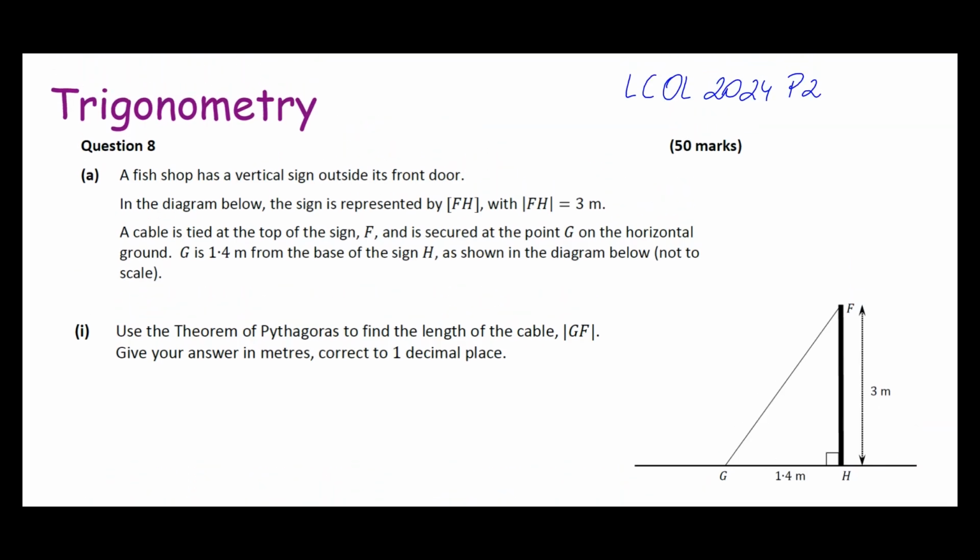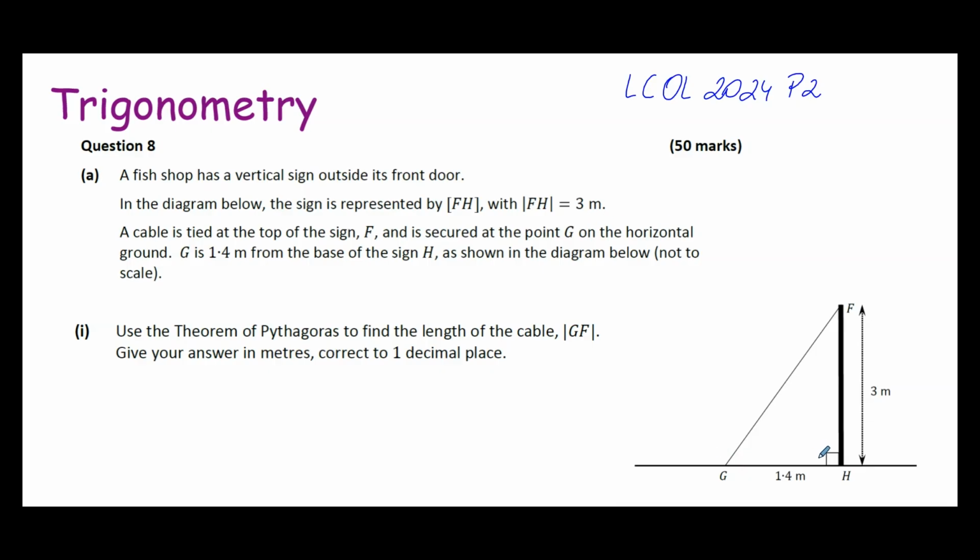Okay, let's see. A fish shop has a vertical sign outside its front door. In the diagram below, the sign is represented by FH. So that's the sign with FH equal 3 meters. A cable is tied at the top of the sign F, and we can see that here. And it is secured at the point G on the horizontal ground.